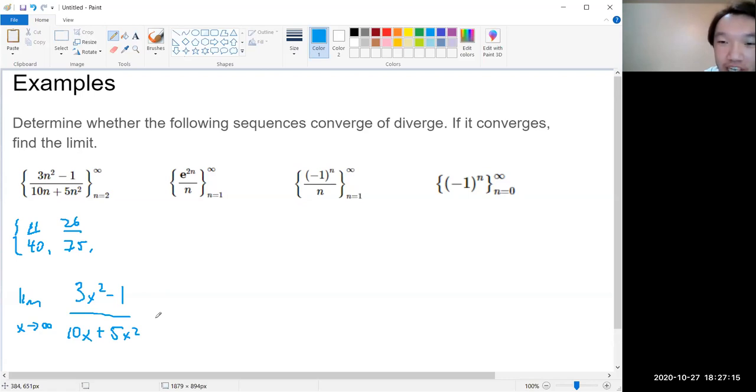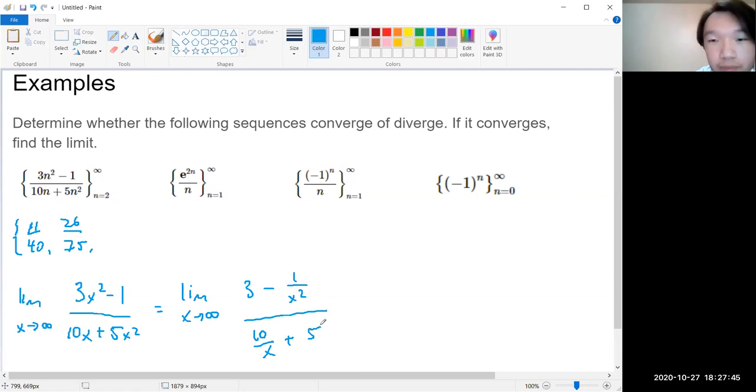L'Hospital's rule, divide by highest power. Yeah, so divide by highest power would probably be the simplest option. You can use L'Hopital's, but you don't really need to. So if we divide everything by the highest power, we will have the limit as x approaches infinity of, dividing everything by x squared, 3 minus 1 over x squared over 10 over x plus 5, right? So now as x goes to infinity, anything that has x in the denominator will go to 0.